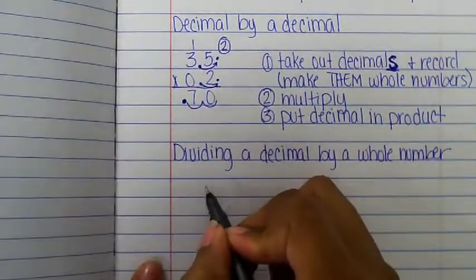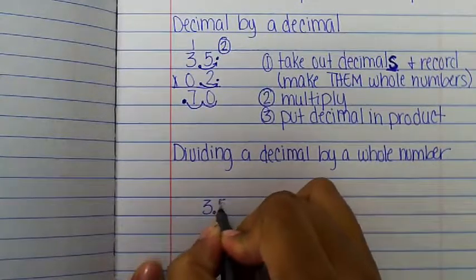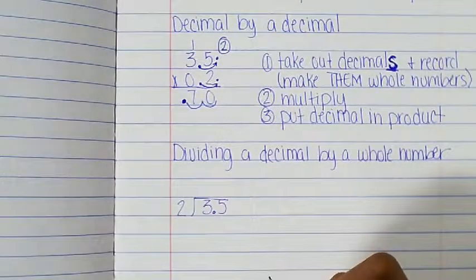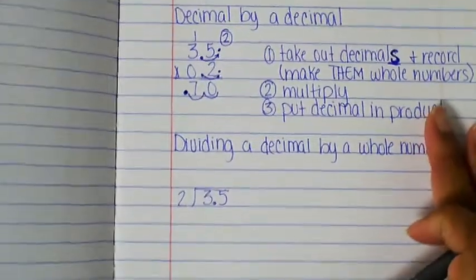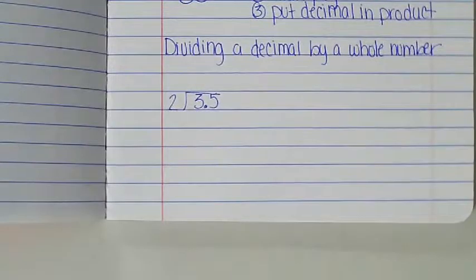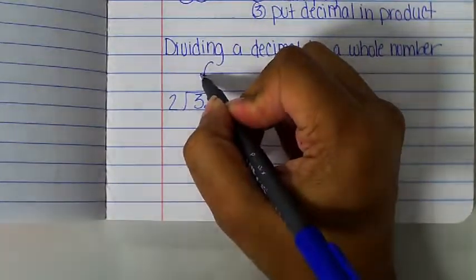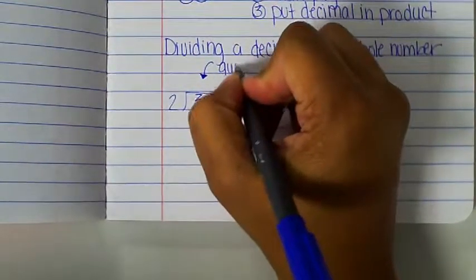All right, once again, we're going to use the same numbers. 3 and 5/10 divided by 2. Before we start with our steps, we're going to label the different parts. The answer is called the what? Quotient. Good.